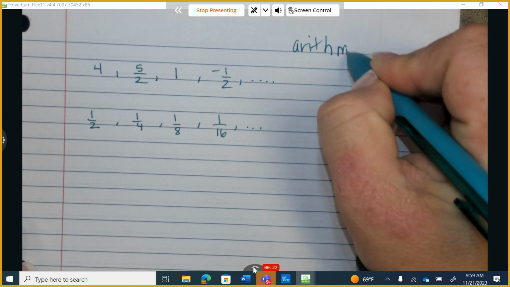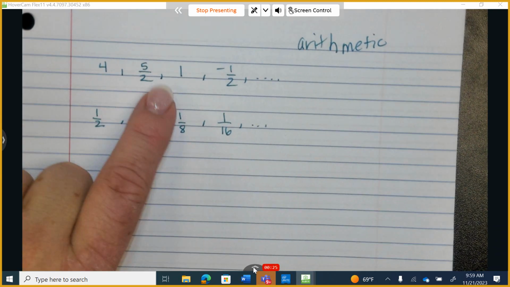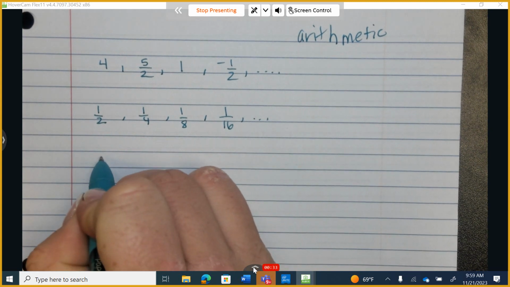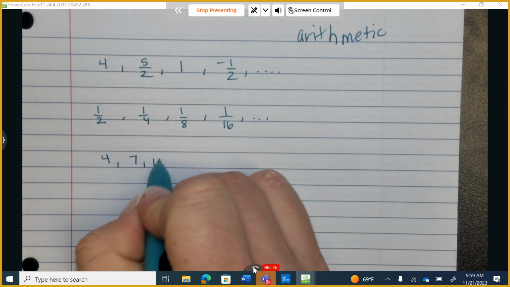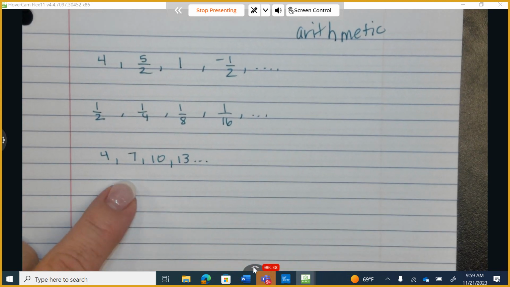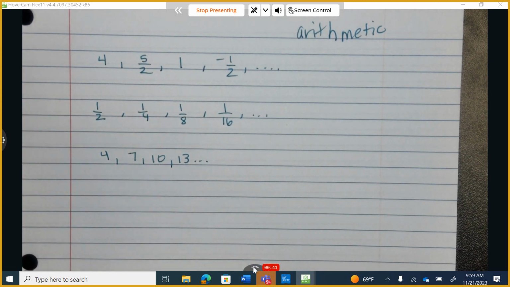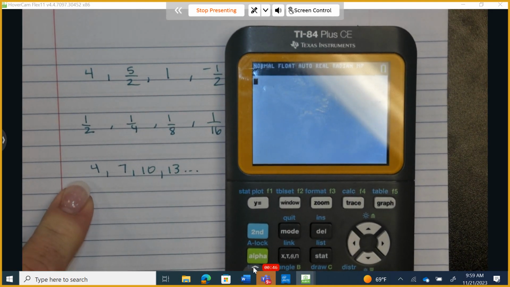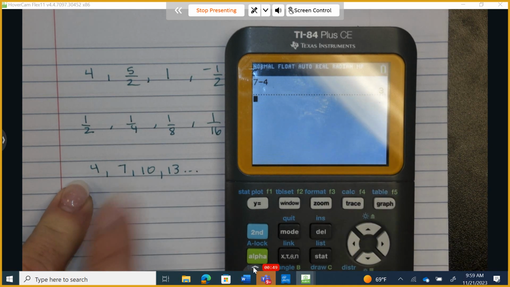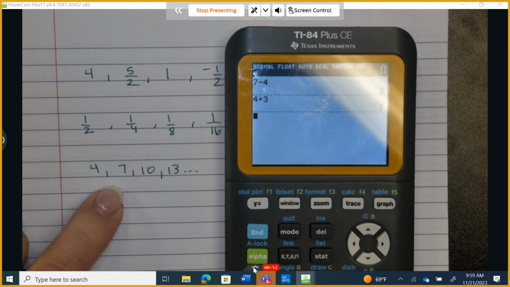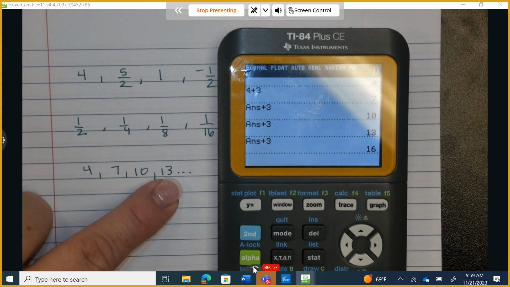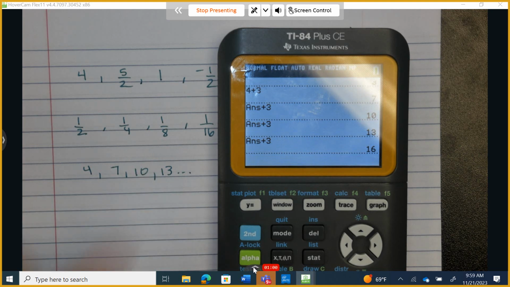Arithmetic. If something is arithmetic, it means we're able to get from one term to the next by adding or subtracting a common value. Let's do an easier one: 4, 7, 10, 13. This is arithmetic because I could take the second term, 7, subtract 4, and I get a value of 3. Now if I come back here, I should go 4 plus 3, and if I just keep hitting enter, I should get every value in this list, and so on.